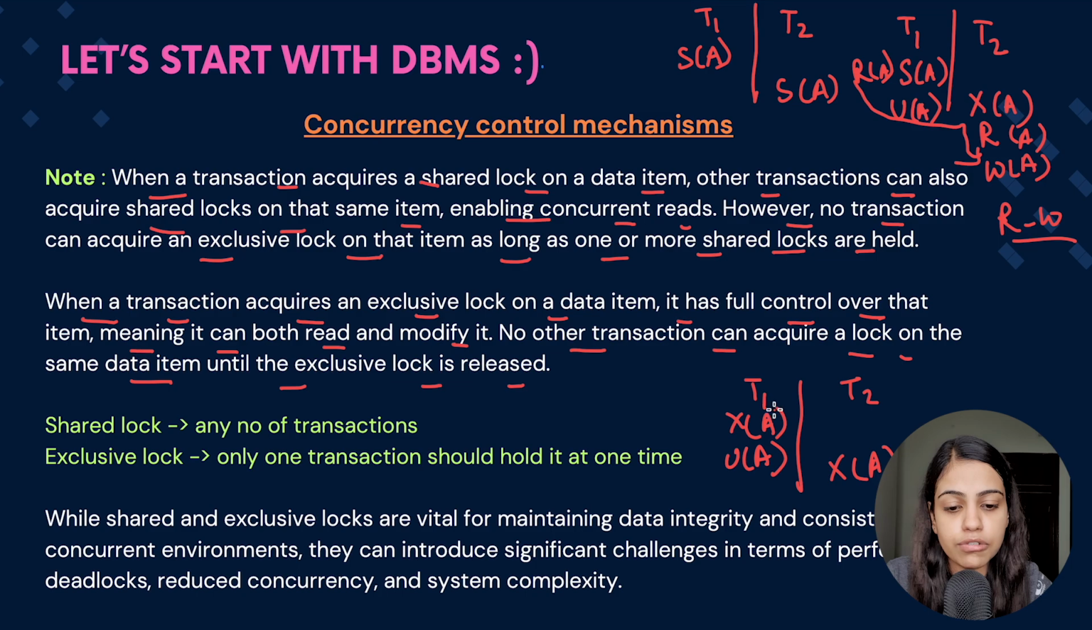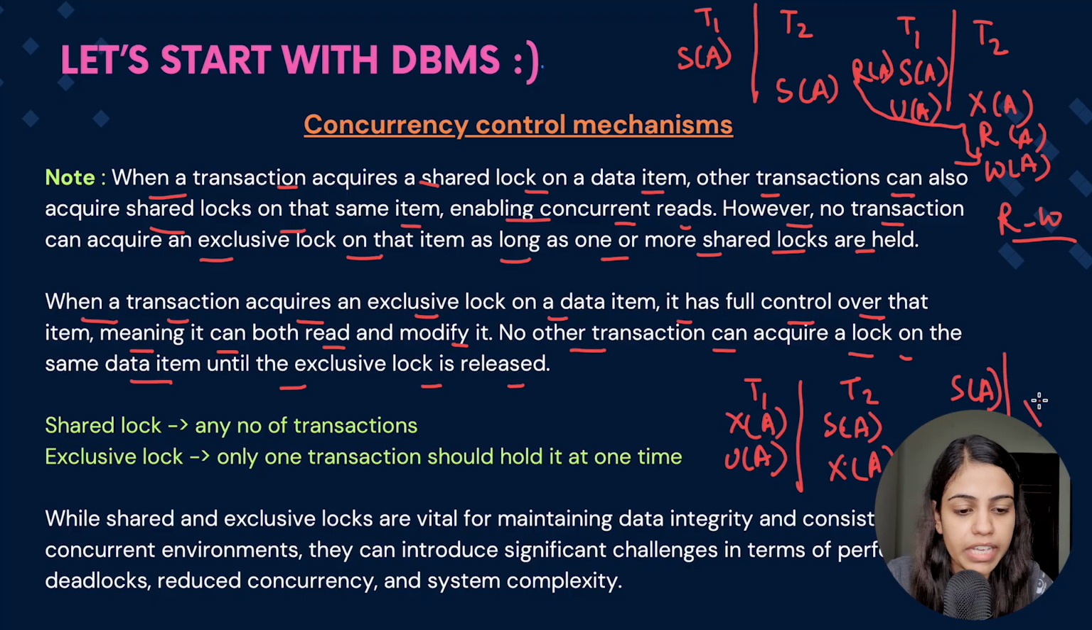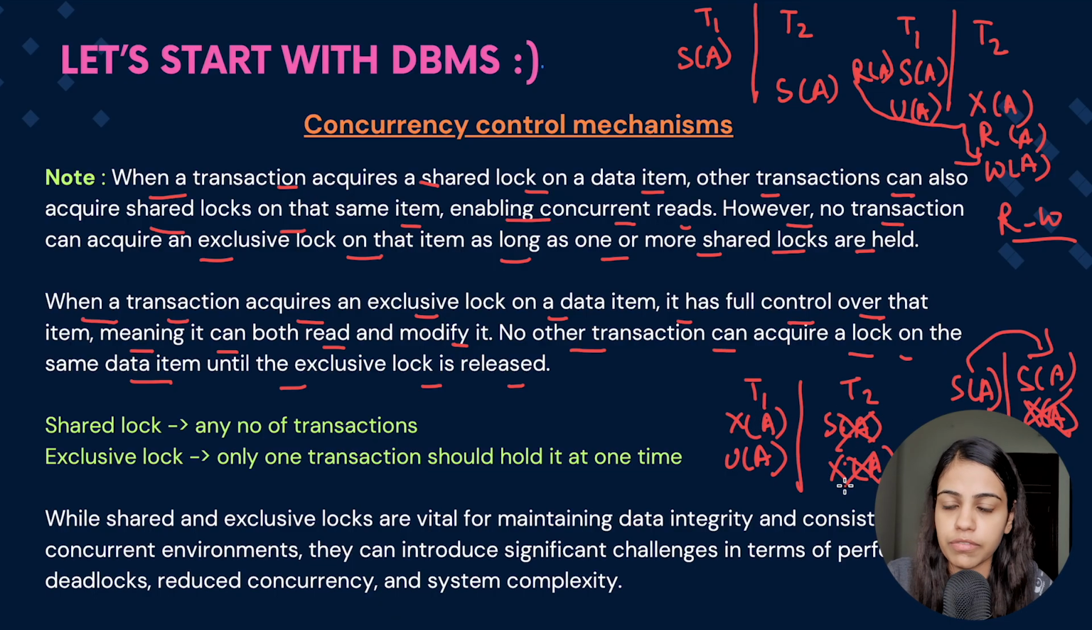So if there is an exclusive lock involved, there won't be any shared lock or exclusive lock, and if there is a shared lock, then there won't be any exclusive lock. There can only be a shared lock. So when there is a shared lock, there can be only shared lock, no exclusive lock. When there is an exclusive lock, there can't be any shared or exclusive locks. So a shared lock can be present in any number of transactions. For an exclusive lock, only one transaction should hold it at one time.